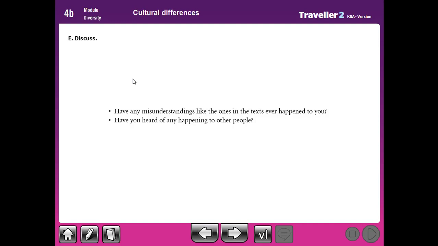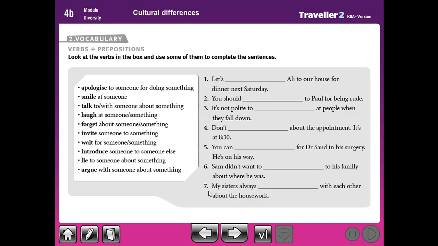Here, for the discussion, we have: do any misunderstandings like the ones in the text ever happen to you? A lot. When I meet new people from different countries, from different cultures, there might be a lot of misunderstandings. Have you heard of any happening to other people? Yes, for your friends, for your family, and so on.